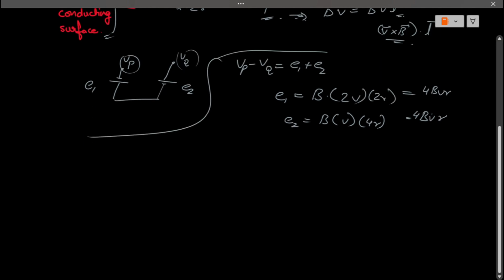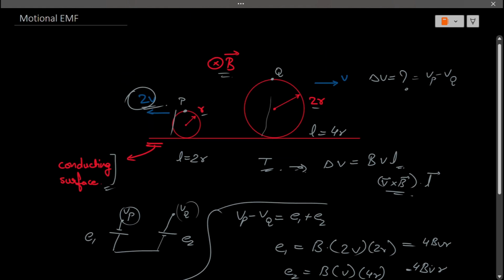Now since we were to find the potential difference between P and Q, we have E1 plus E2. That brings us to the answer, which is 8Bvr, right? So this will be the potential difference between the highest points, at any instant when the two rings are traveling with velocities v and 2v for the given radii.